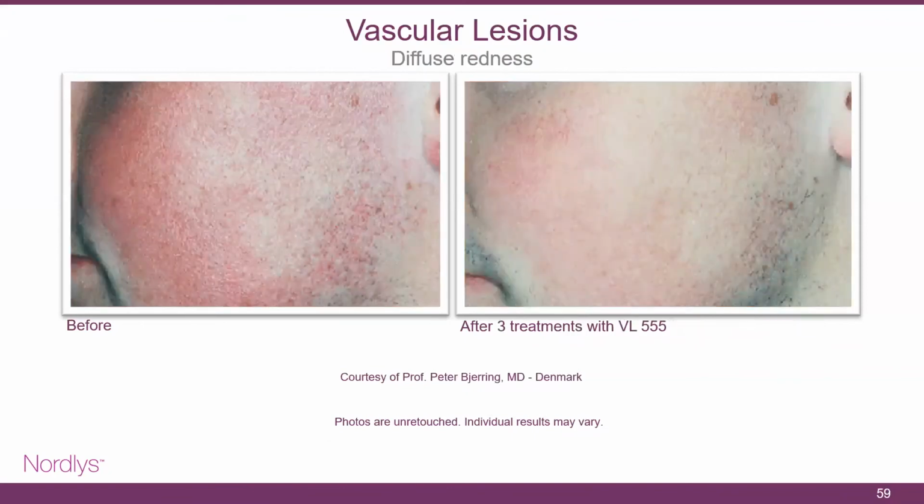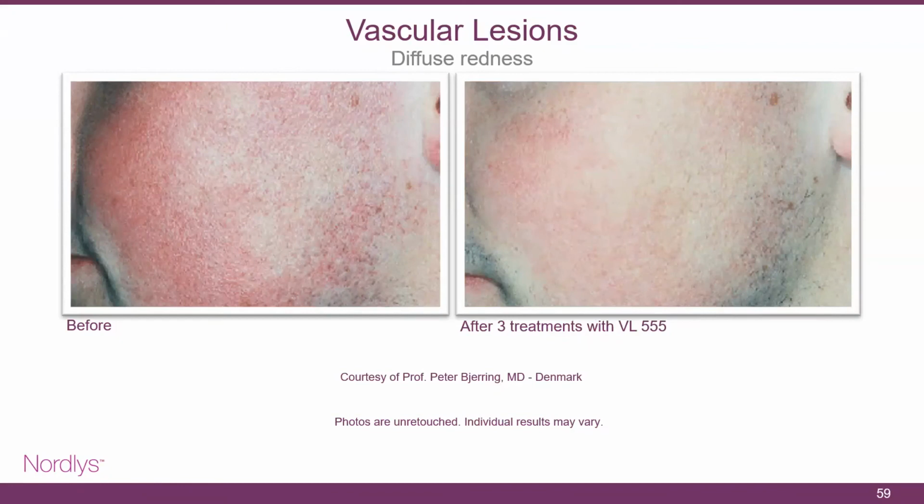Now we look at diffuse redness. This is with the 555. You can see the color is quite dark, so we know the vascularity is deeper within the tissue. And it may even be a case for the next treatment, because we've now lightened that significantly.